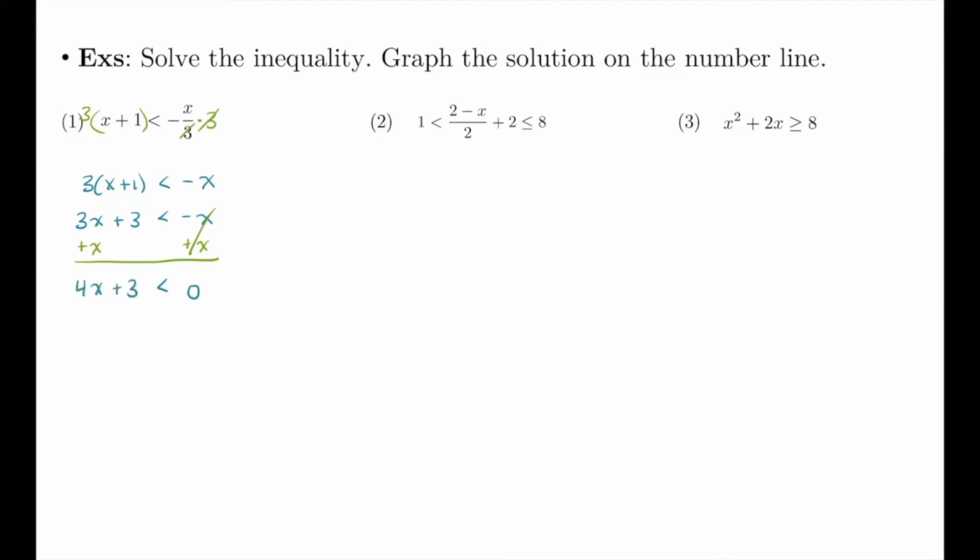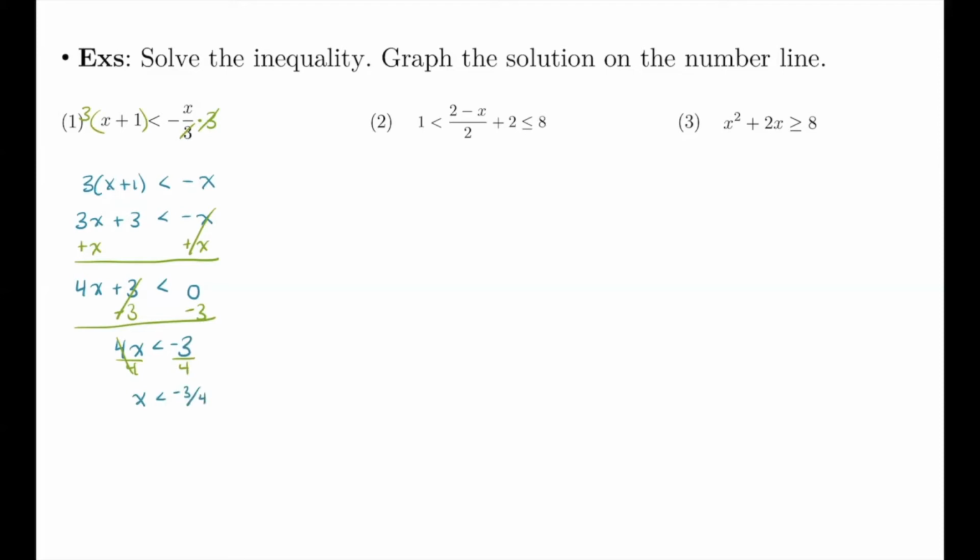Okay, now we'll just try to isolate this x that we have just a single term of now. So I'm going to subtract 3 from both sides. That's going to cancel out that 3 on the left-hand side. And then the last thing you do here is just divide by 4. 4 is a positive number, so I don't need to flip any directions of inequalities or anything like that. I just keep it less than, so we get x is less than negative 3/4.